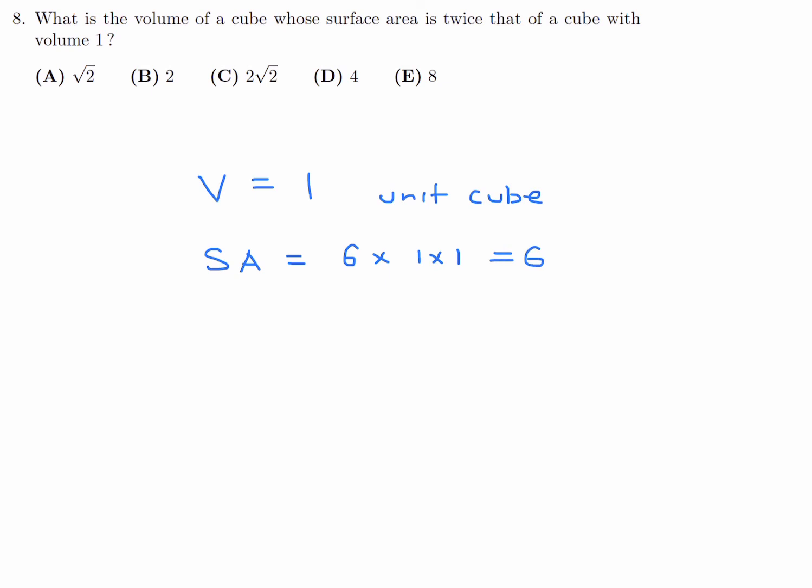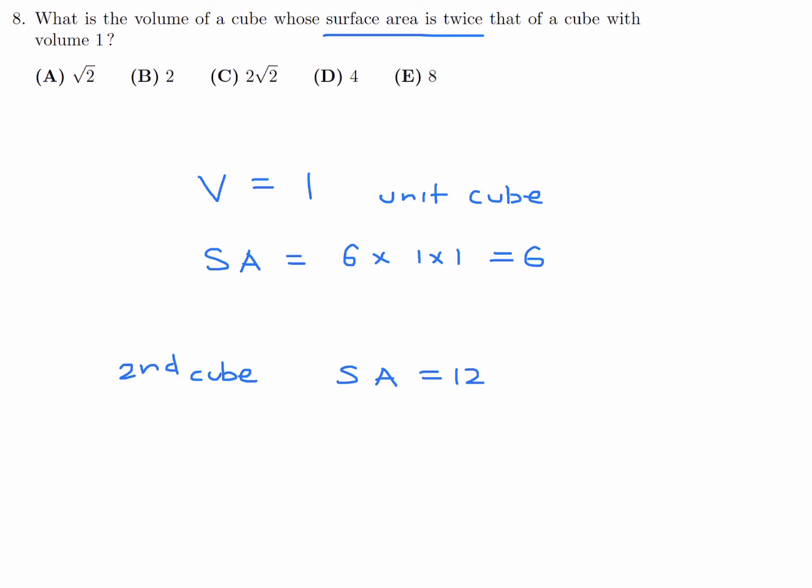Now they're saying that you got another cube that has a surface area twice that of this cube. So the second cube, I'll just write here second cube, obviously a larger cube, has a surface area of 12, twice the surface area of this one.